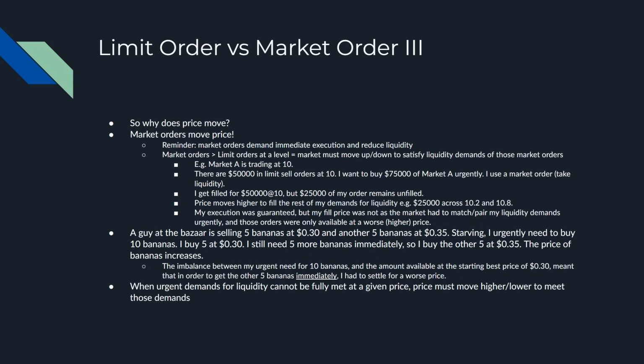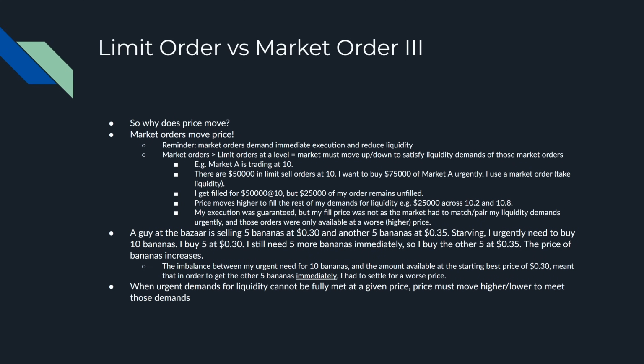It's the basic premise that if I want to buy a lot at a given price, and there are fewer sellers than what I demand at that price, then I need to find more sellers. And where am I going to find more sellers? At a less attractive price for me and a more attractive price for them, which is higher. So I'm paying a premium to get that urgent liquidity, and that premium comes in the form of a worse price. It's a higher price if you're trying to market buy, and a lower price if you're trying to market sell.